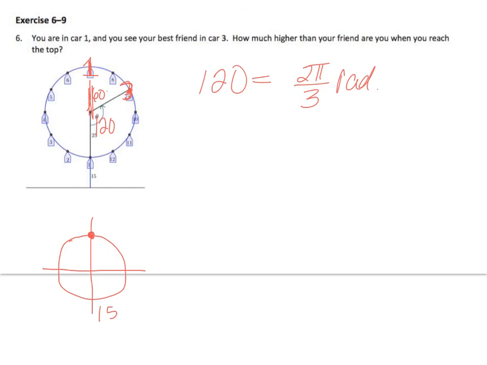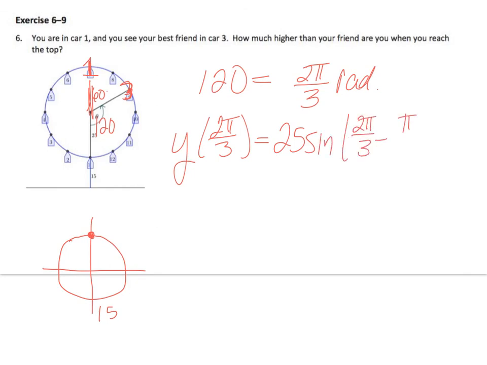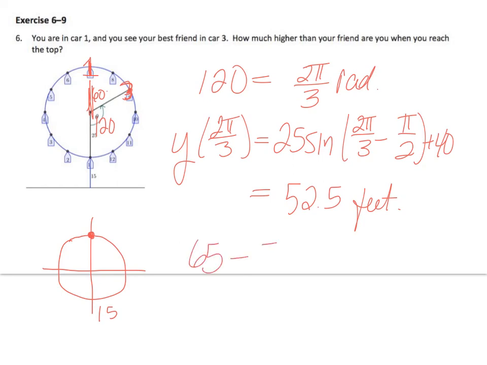Using the height as a function of rotation, we can just do the math. So I'm looking at y, because that's the height, of 2 pi over 3 equals 25 sine of 2 pi over 3 minus pi over 2, plus 40. Go ahead and crunch the numbers using your calculator, and your answer would be 52.5 feet. You are 65 feet high, and your friend is 52.5 feet high. So 65 minus 52.5 equals 12.5 feet higher.